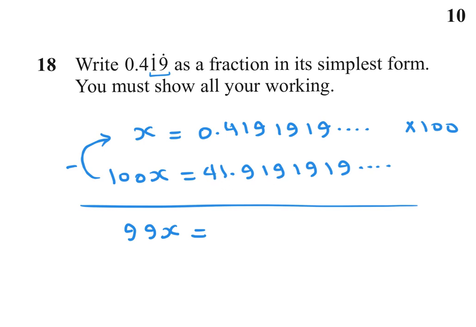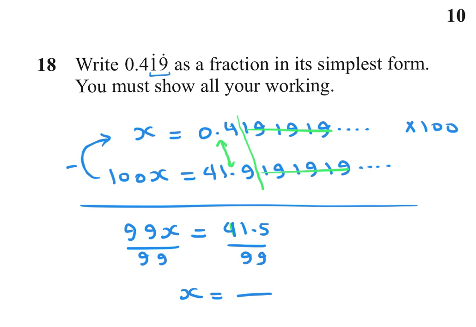Now when you subtract this one, we have 41.9 minus 0.4, because the other digits are repeated, so we don't need to write them. It's better to write the decimal point below the decimal point, line them up. So we have 4 and 9, all these digits repeated, so we can cancel them. So 41.9 minus 0.4 equals 41.5. Now divide by 99, divide by 99. You can get x as a fraction equals 83 over 198.